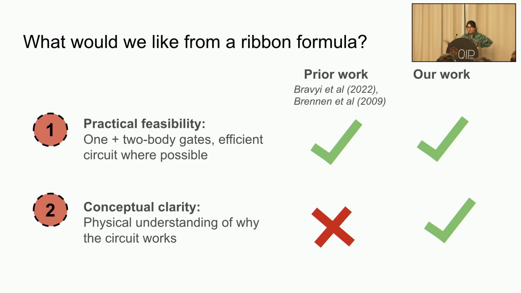So where does our work fit in? The two things that I would like from a ribbon formula are, first, practical feasibility. We want expressions that involve just one- and two-body gates, where the circuit is efficient where it is possible to make it efficient. And this has been shown. We also show an independent way of deriving such practical circuits for ribbons. But I think what has been missing is some conceptual clarity, some physical understanding of why these non-abelian anyon ribbons have the structure that they do. And this is what I hope I can convince you that we at least have one way of understanding.